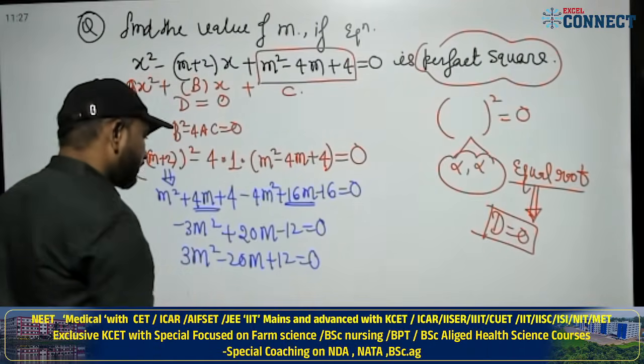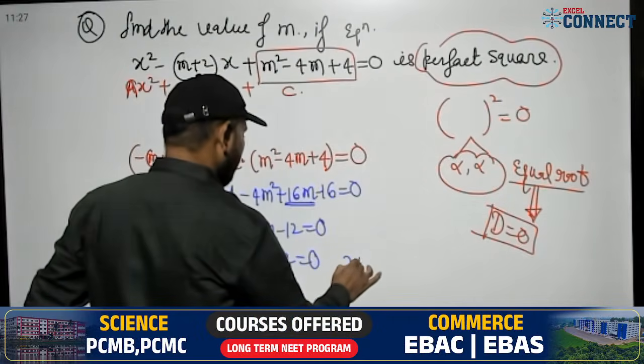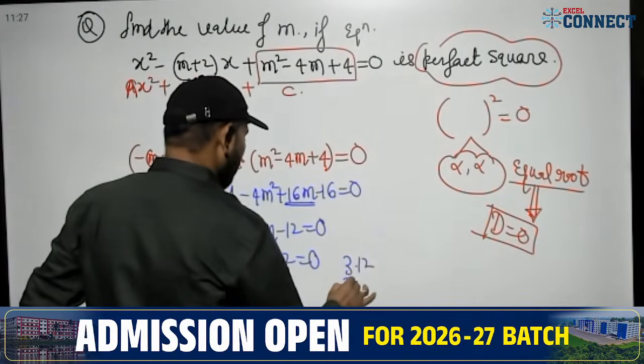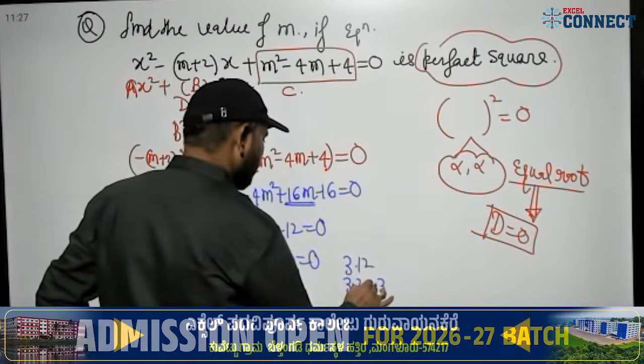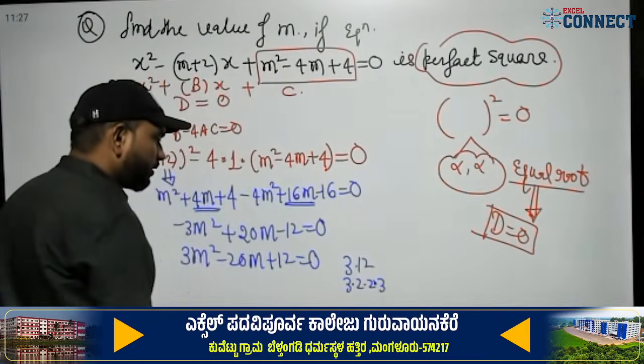Factorization possible, I will check. 3 into 12 is what? 3 into 2 into 6, this is forming 6.